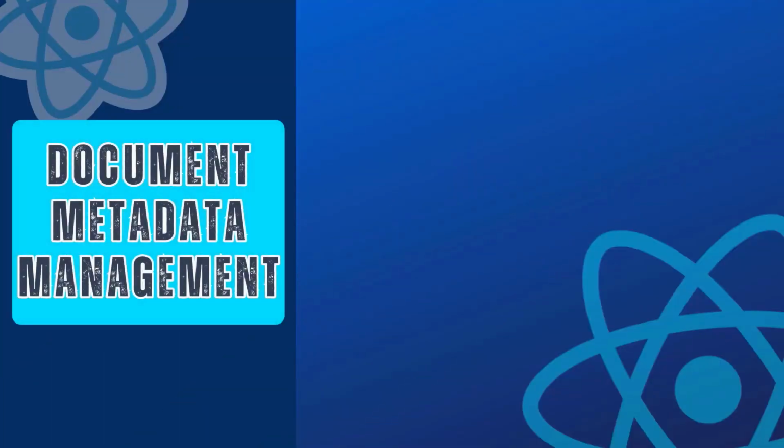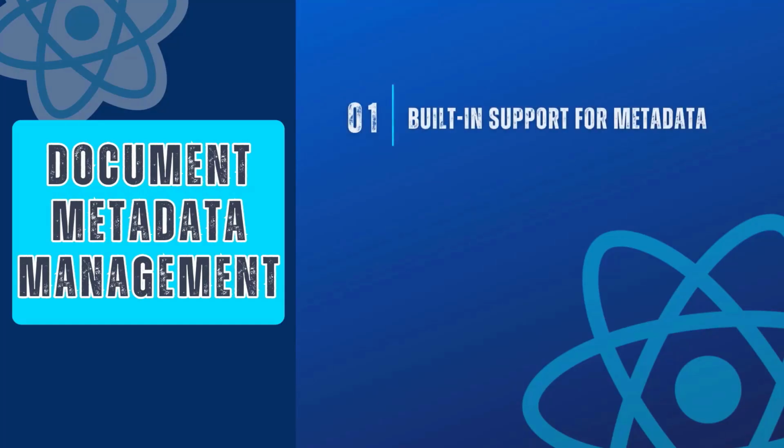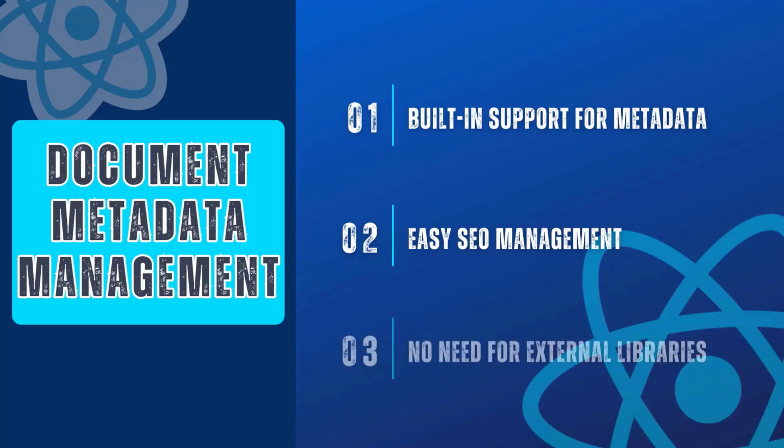Managing document metadata just got easier. React 19 includes built-in support for managing document metadata such as titles, meta descriptions, and links. This feature simplifies the process of adding and updating these elements. With metadata management directly in React components, you can easily handle SEO-related tags, improving your app's search engine visibility. This built-in support eliminates the need for libraries like React Helmet, reducing dependencies and simplifying your code base.